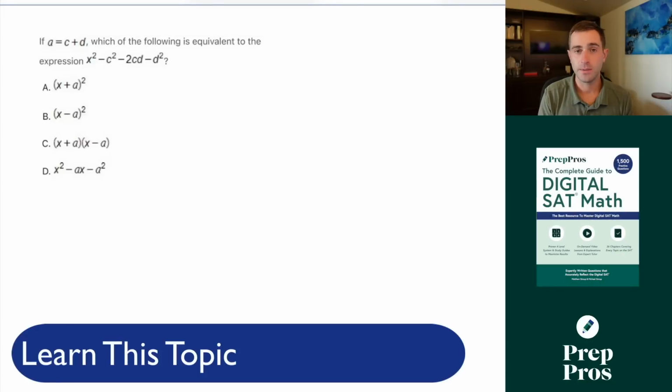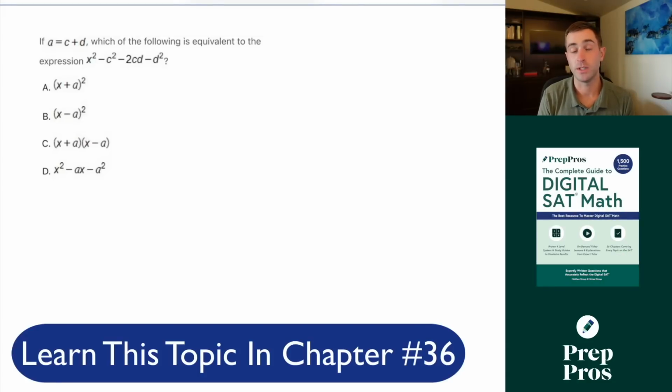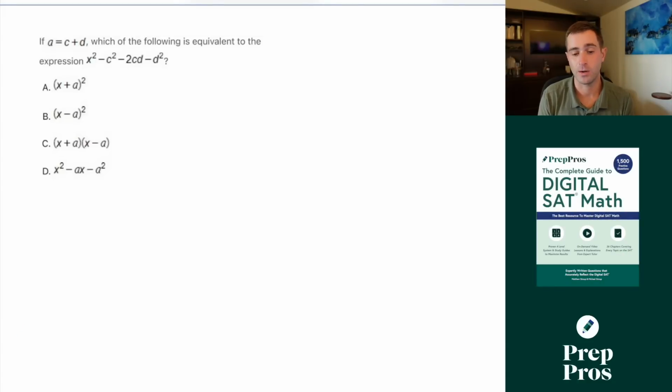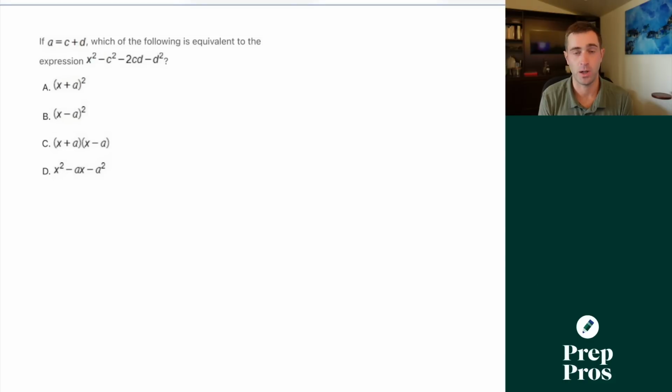If a equals c plus d, which of the following is equivalent to the expression x squared minus c squared minus 2cd minus d squared? This stumps almost every student on the test, and we're going to go through the technical way, and then I'm going to blow your mind with how we can actually use Desmos to solve this as well.